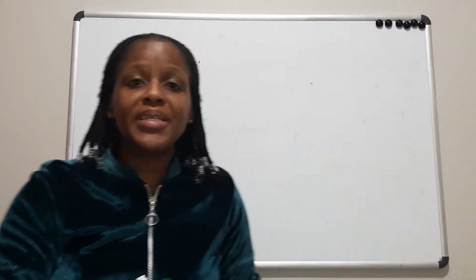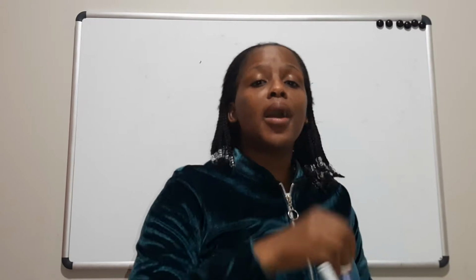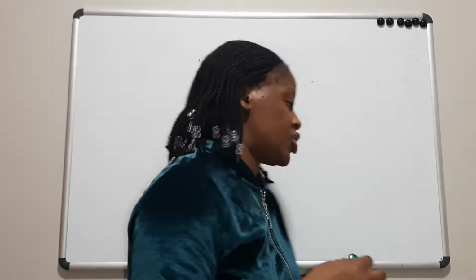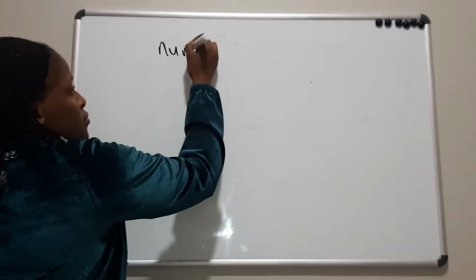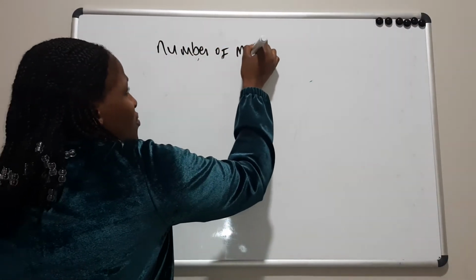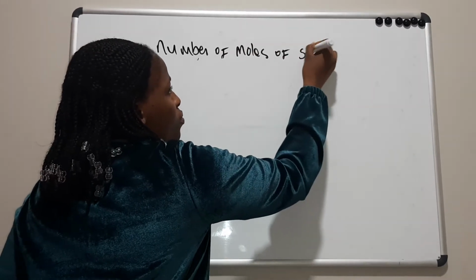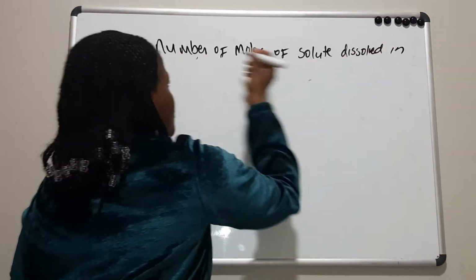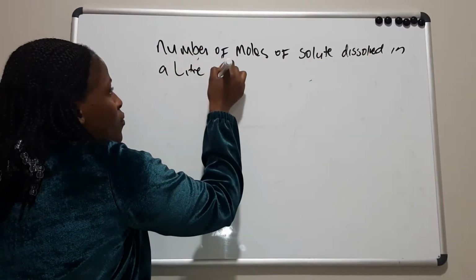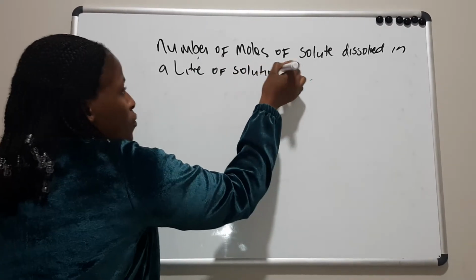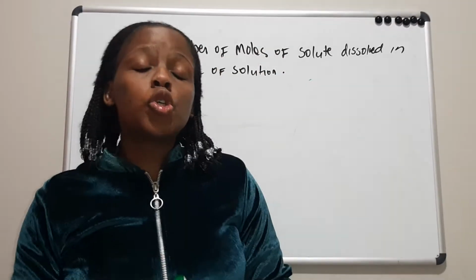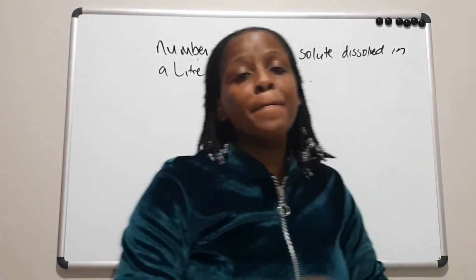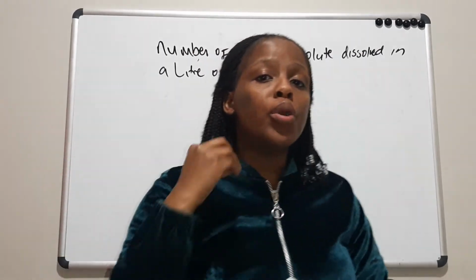Molarity, basically in its definition, is the number of moles of solid dissolved in a liter of solution. And there are 2 formulas that you can use to calculate molarity. But today in this video, I'm only going to show you one.